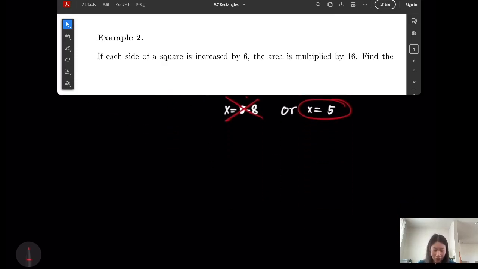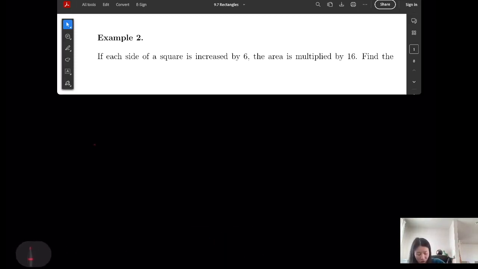So here is another example. If each side of the square is increased by 6, the area is multiplied by 16. And then they want you to find the dimensions of the square. Okay, again, you start with a graph. And then you want each side, let's say originally the side is x.